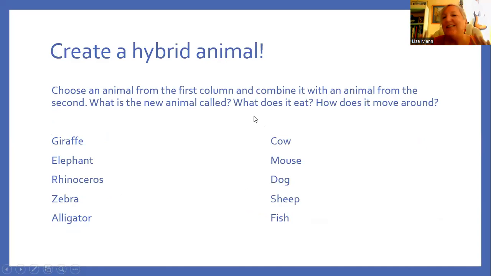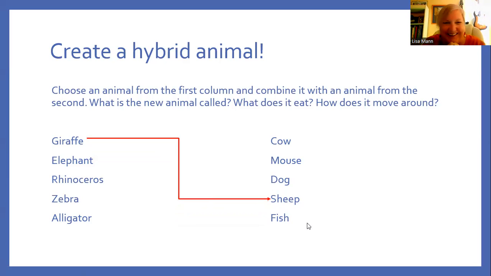Okay, so let's try this together and we'll just type our answers in the chat so you can see how cool and creative these ideas are. Choose an animal from the first column and combine it with an animal from the second column. What is the new animal called? What does it eat? How does it move around? For example, if we combined a giraffe and a sheep, what would we call it? A giraffe sheep hybrid. A hybrid is a cross of two animals.